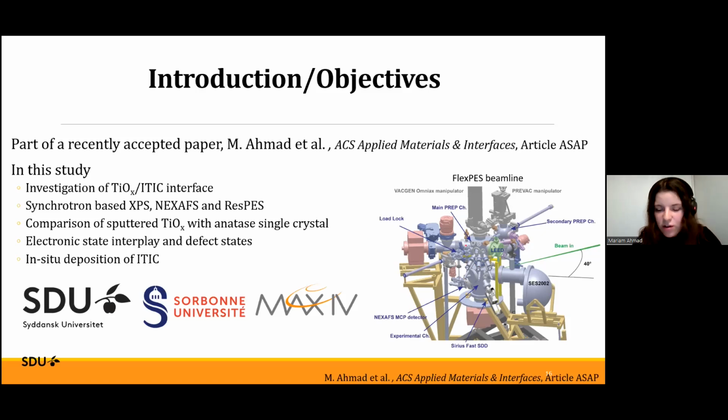So what we did is we mounted our spray deposition tool to the load lock right here, did our spraying of ITIC on top of the titanium oxide, and then we just moved the samples here to the experimental chamber where we did the photoemission and absorption measurements. And the results that we got, we compare them to similar measurements done on the titanium oxide that is an anatase single crystal, because anatase titanium oxide is known to have a very strong photocatalytic activity. So it's a good reference for our titanium oxide, which does not have a strong photocatalytic activity.